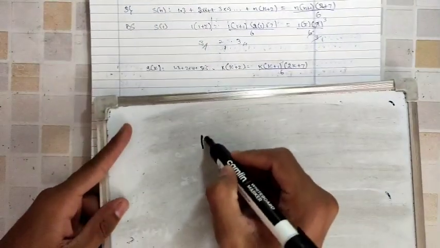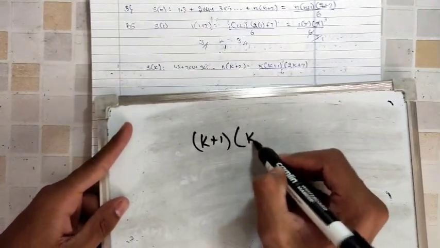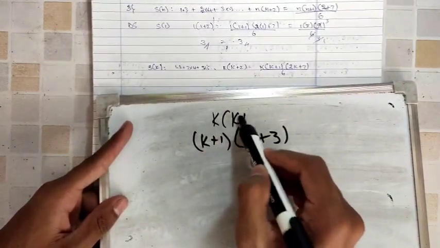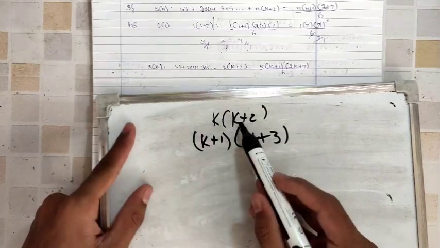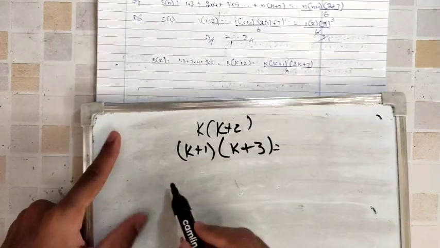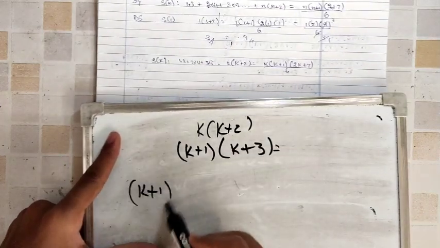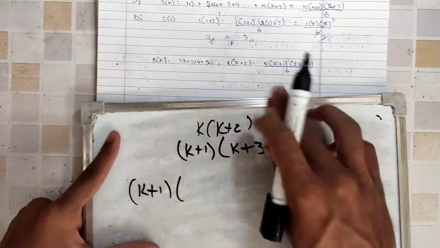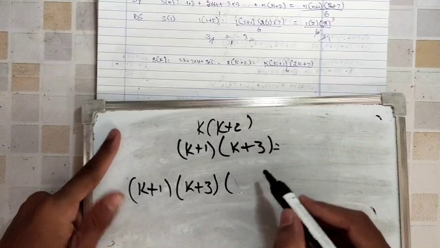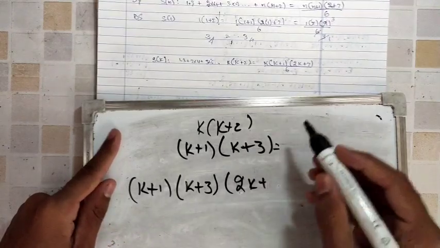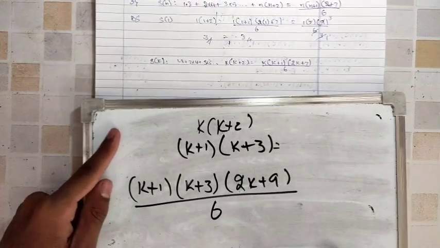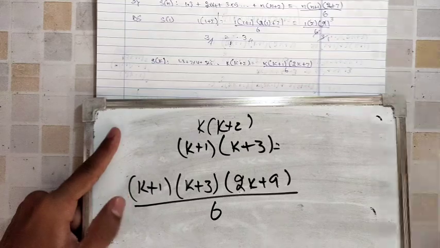If I take it like that, how will I get it? Here I should get k plus 1 into k plus 3. Why? Because see here, k into k plus 2, right? So k is written as k plus 1, then k plus 2 is written as k plus 3. This should be equal to, I'll write down, k plus 1 into, k is written as k plus 1, k plus 1 can be written as k plus 3, into 2 into k plus 1, so 2k plus 2, 2 plus 7 is 9, the whole divided by 6. At the end you have to get this answer.